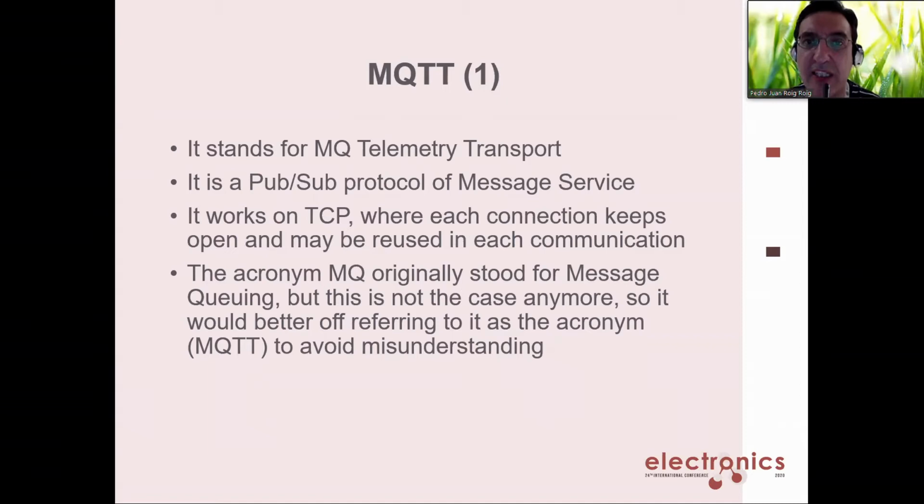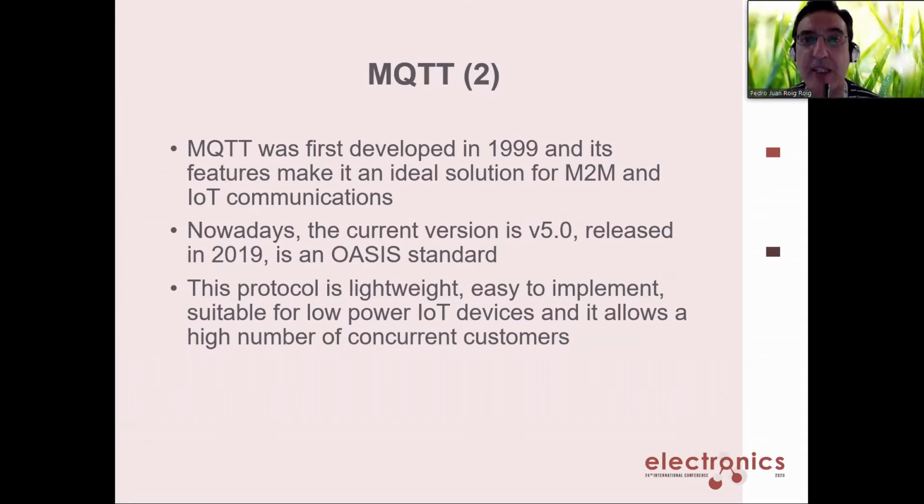Well, MQTT was first developed in 1999, and its features make it an ideal solution for M2M and IoT communications. Nowadays, the current version is version 5.0, released in 2019, is an OASIS standard. This protocol is lightweight, easy to implement, suitable for low-power IoT devices, and it allows a high number of concurrent customers.